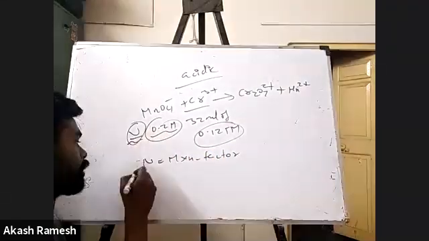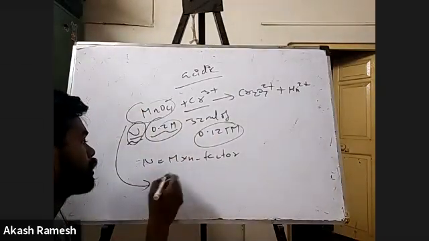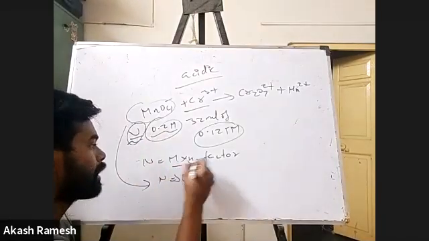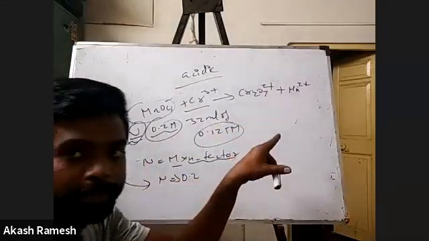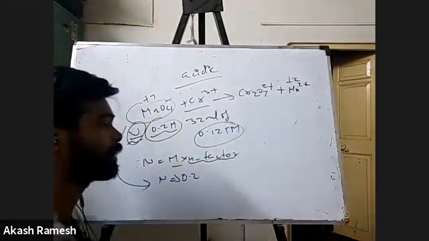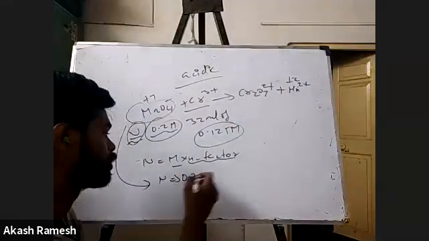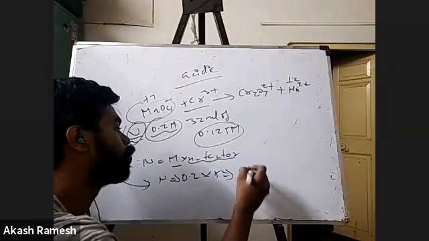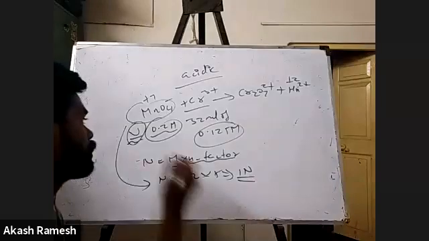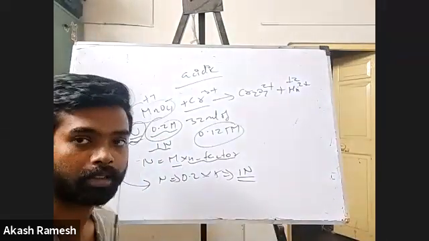So if I just take MnO4 minus, the normality I have to find would be 0.2 as the molarity, and the n factor you have to calculate. You see here it's +7, here it is +2. So obviously the number of electrons gained is 5. So this 0.2 into 5 will become 1 N normality. So now I can write it as some volume of 1 N MnO4 minus.